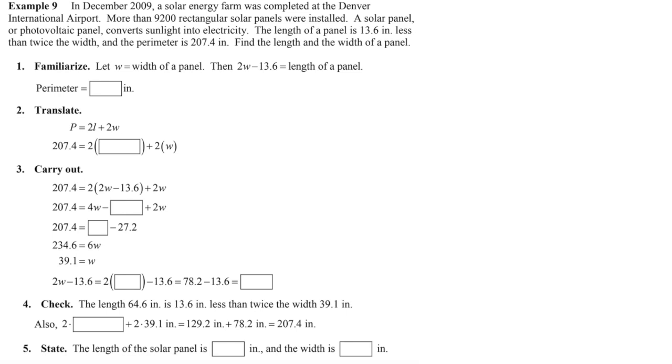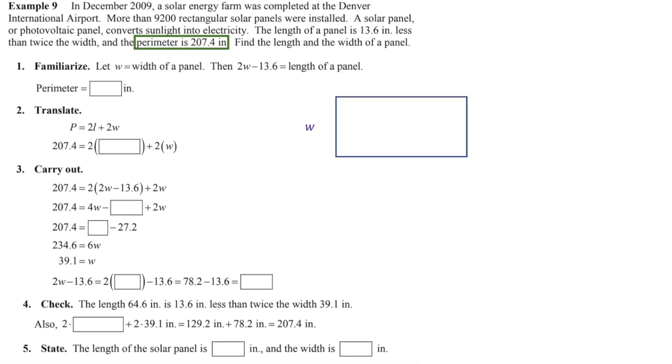In December 2009, a solar energy farm was completed at the Denver International Airport. More than 9,200 rectangular solar panels were installed. A solar panel, or photovoltaic panel, converts sunlight into electricity. The length of a panel is 13.6 inches less than twice the width, and we have a perimeter that is 207.4 inches. Let's find the length and width of a panel.